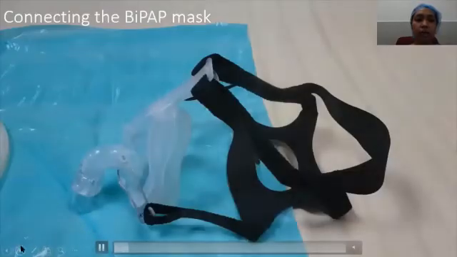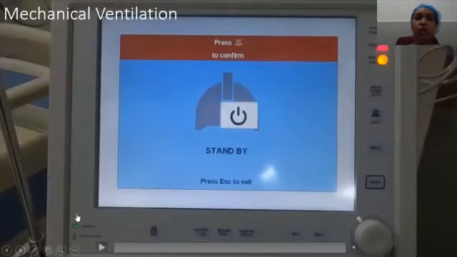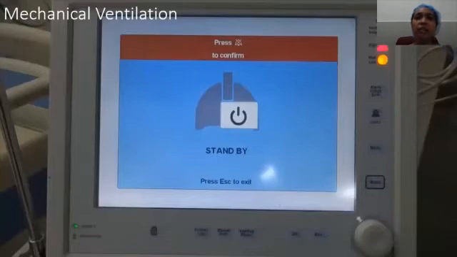It is always advisable to actually do the settings first and start on the ventilator and then place the mask on the patient's face, because as we know these patients tend to desaturate very rapidly.